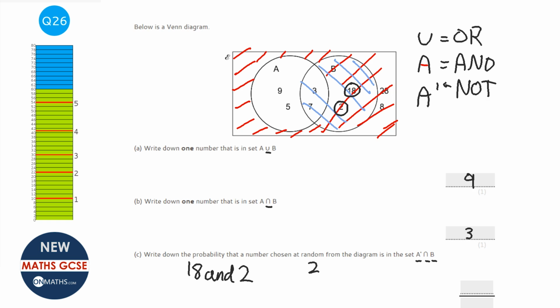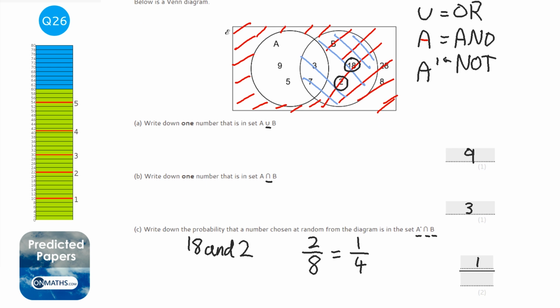So there are 2 numbers that fit that bill. So that will go at the top of our fraction. And there's 1, 2, 3, 4, 5, 6, 7, 8 in total. Now I can simplify that a little bit to make it a quarter, and so my answer to that will be 1/4, or a quarter.